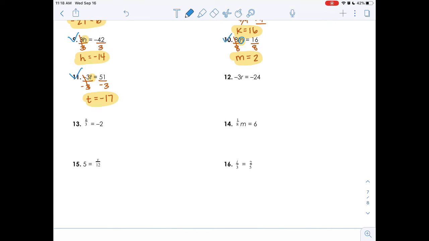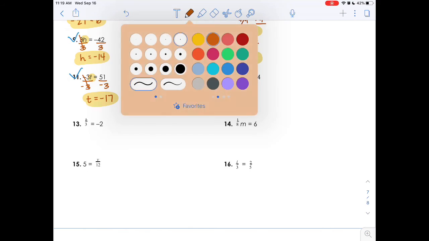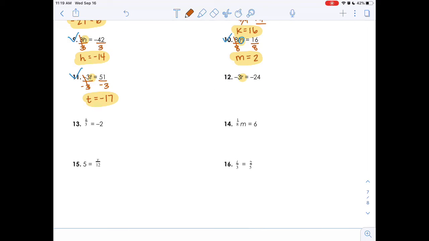Looking at number 12, I have negative 3r equals negative 24. In order to get the r by itself, which is my variable, I'm going to divide by negative 3, just as I did on number 11, because negative 3r means negative 3 times r. To get rid of the negative and the 3, I need to divide by negative 3 on both sides. Then I'm left with r equals 24 divided by 3. Negative 24 divided by negative 3 is 8.